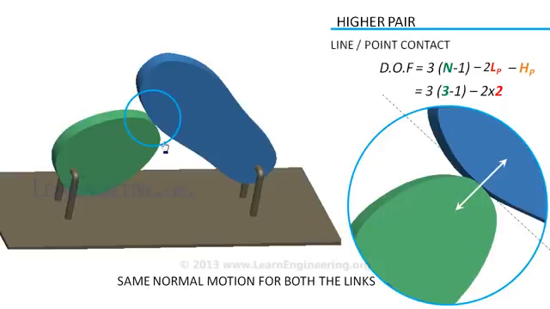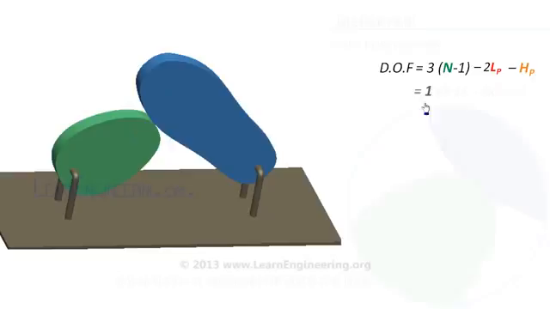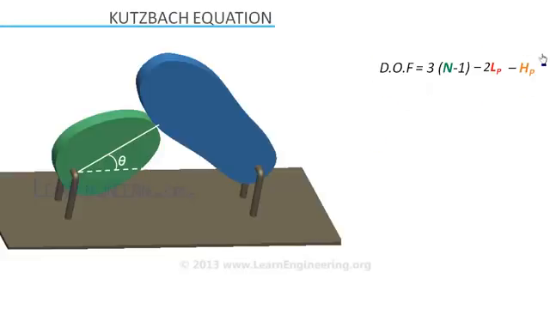So this mechanism has got 1 degree of freedom. Means, by knowing position of only 1 cam, we can completely determine this mechanism. So this is the equation to find out degree of freedom of a planar mechanism, known as Kutzbach equation.